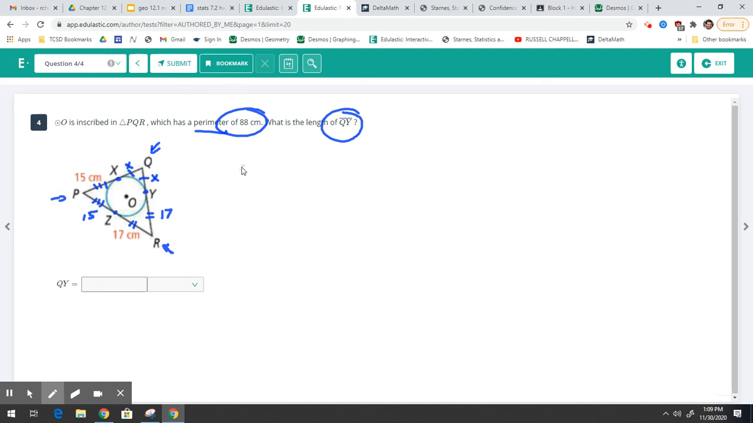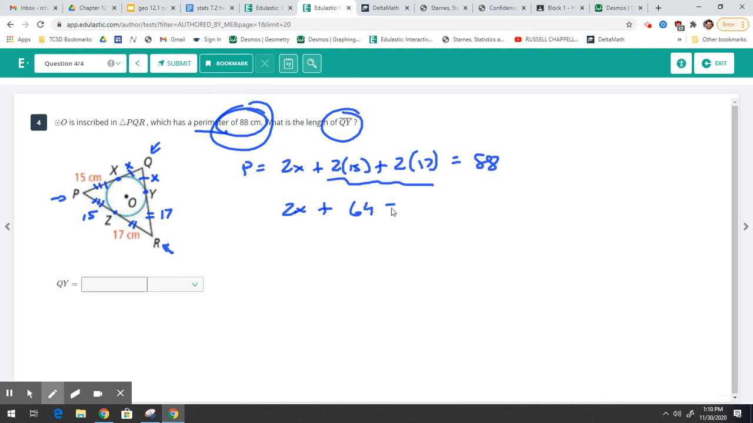So to find the perimeter of the triangle, we're going to add everything up. Now notice that there are two 15s, two 17s, and two x's. So 2x plus two 15s plus two 17s. Whatever that equals is going to equal the perimeter of 88. So 2x plus, and I would just type in 2 times 15 plus 2 times 17. That's 64. That should equal 88. And now it's a simple solve for x by subtracting 64 from both sides.